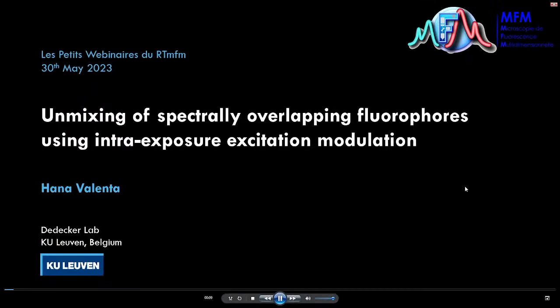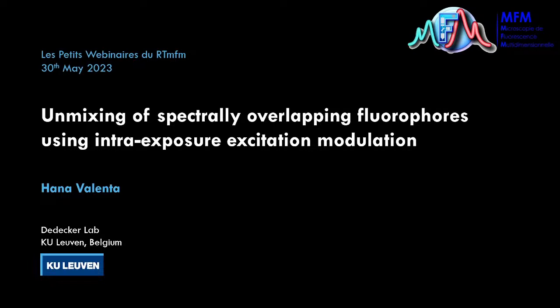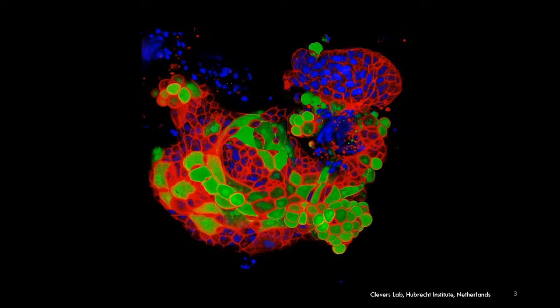Today I will tell you something about unmixing of spectrally overlapping fluorophores using intra-exposure excitation modulation. So first of all, we could ask ourselves, why would someone use spectrally overlapping fluorophores? And the answer is multiplex imaging, because simultaneous measurement of multiple components is essential to understand complex systems such as this organoid or small organism. And multicolor fluorescence imaging is an excellent way to do that, although we are limited by the available spectral window, meaning we are limited by the number of colors we can use at the same time.